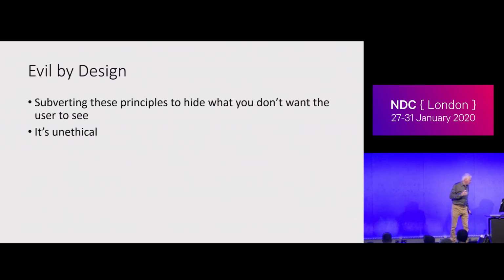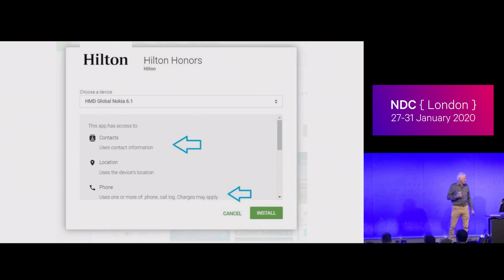Now, these principles can unfortunately be subverted. This is a concept called evil by design, to induce the users to do things that you want them to do, but are not necessarily in their best interest, and it's highly unethical. An example is here from the Hilton Honors app for Android. When I went to install this on my Nokia phone, this came up, that their frequent stay app wants access to my contacts. Why? They don't have any reason to want to talk to my contacts, and that's a potential security breach for their customers. They should never have done it. For the record, by the way, I've corresponded with them about this, and they just don't care. I can show you the Twitter stuff back and forth if you want the details.